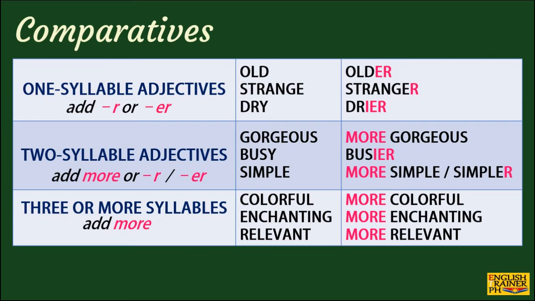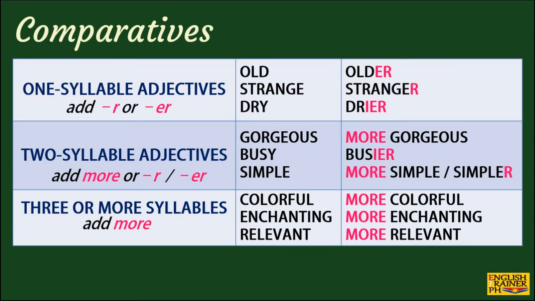So how do we know whether we're going to use er or we're going to use more when we're making a comparison? Here are some basic rules. If the adjective has one syllable, just add r if it ends in e, or er if it does not end in e. So old becomes older, strange, stranger, dry, change y to i, then add er, so drier.